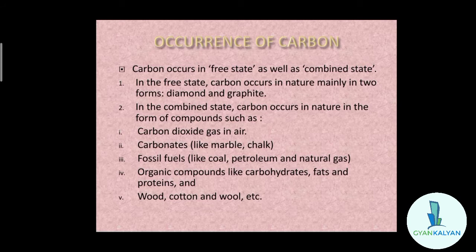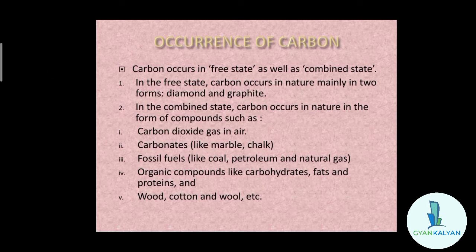In the combined state, carbon occurs in nature in the form of compounds such as carbon dioxide in air, carbonates like chalk, marble, fossil fuels, coal, petroleum and natural gas, organic compounds like carbohydrates, fats and proteins, and wood, cotton and wool. So these are the forms in which carbon is found, both in the free state and the combined state. Okay.